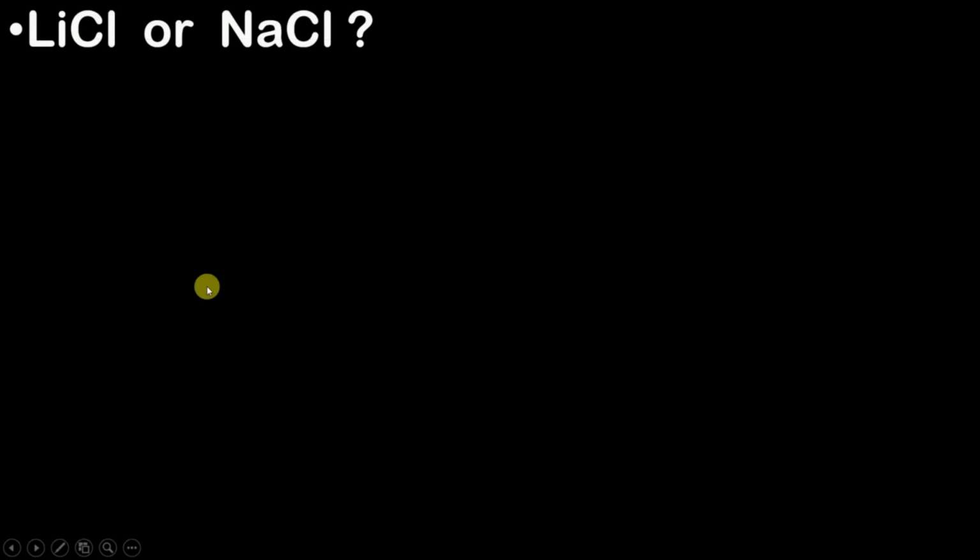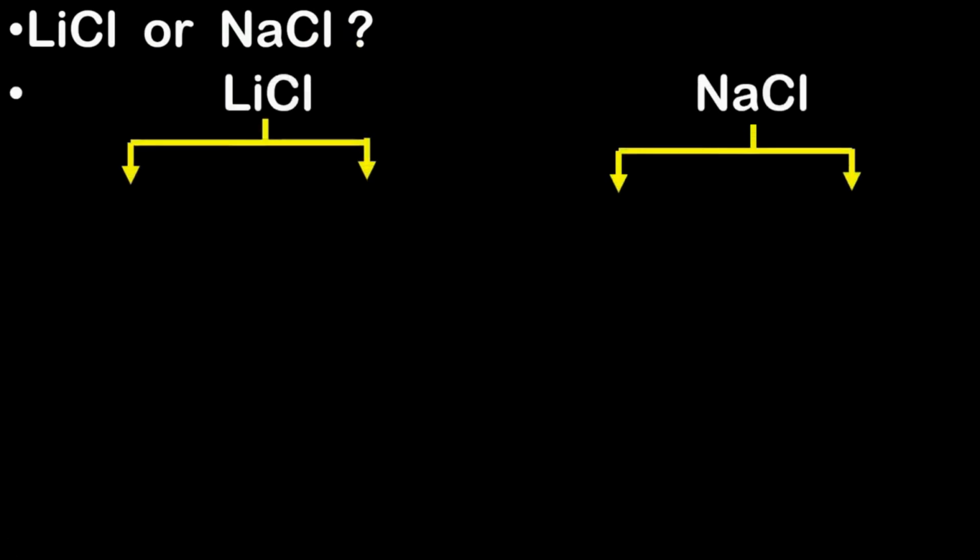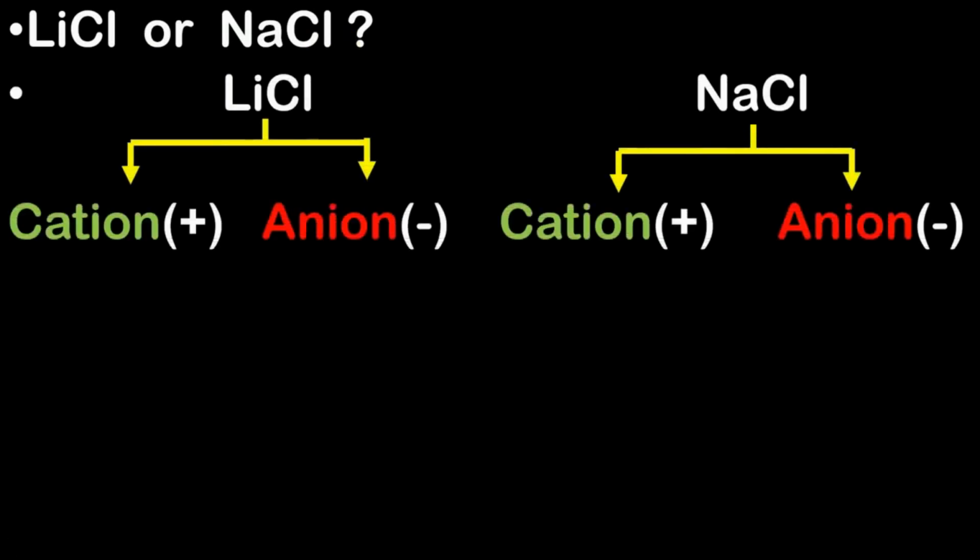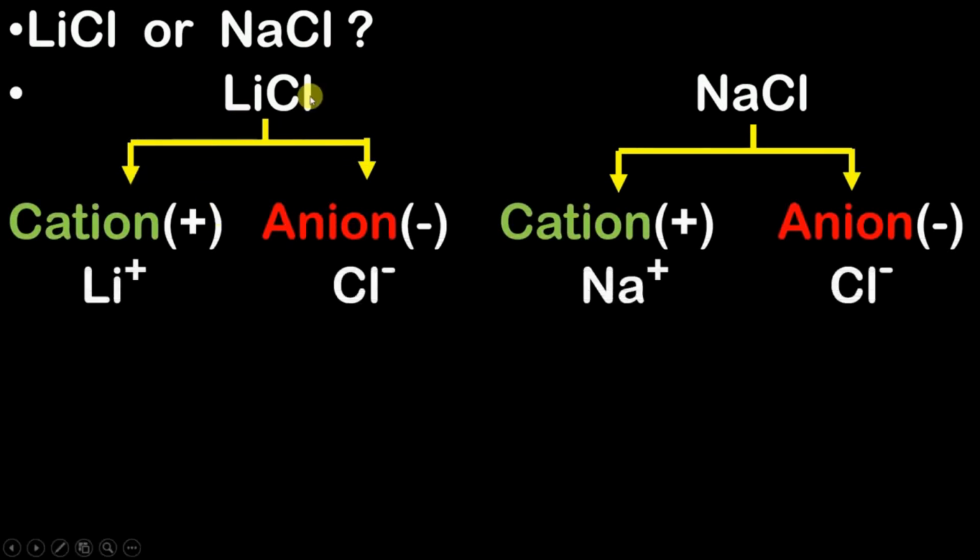Now, we will understand this better with the help of an example. The question says, find out whether LiCl is more covalent or NaCl is more covalent. First of all, we must find out the cation and the anion of the respective ionic compound. The cation of LiCl is Li+ and the anion is Cl-. For NaCl, the cation is Na+ and the anion is Cl-.